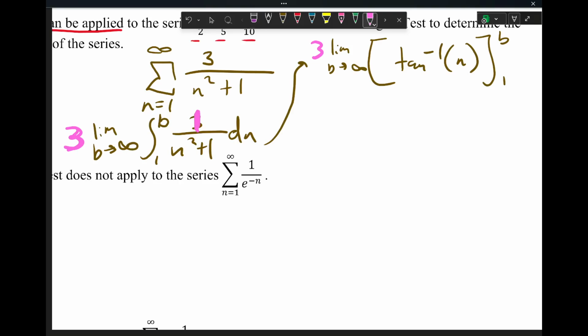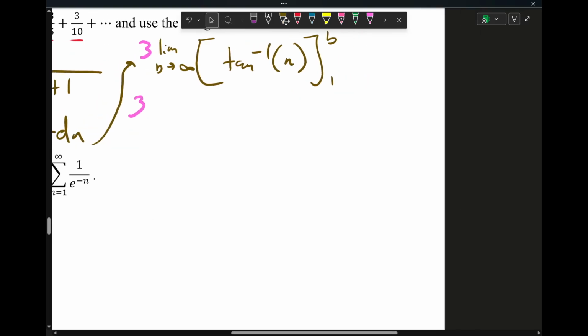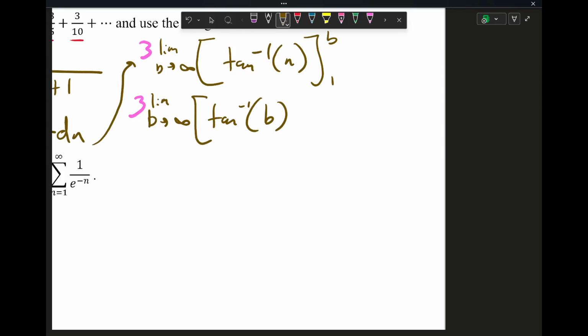Okay, but it's still not an easy question. Well, it really depends on if you did pre-calculus or not. Even if you did pre-calculus, it's going to be pretty tough. But so we're going to plug in b the first time, plug in 1 the next time, subtract those. So our answer is going to come from 3 times the limit as b goes to infinity. And actually, let me just do those steps here.